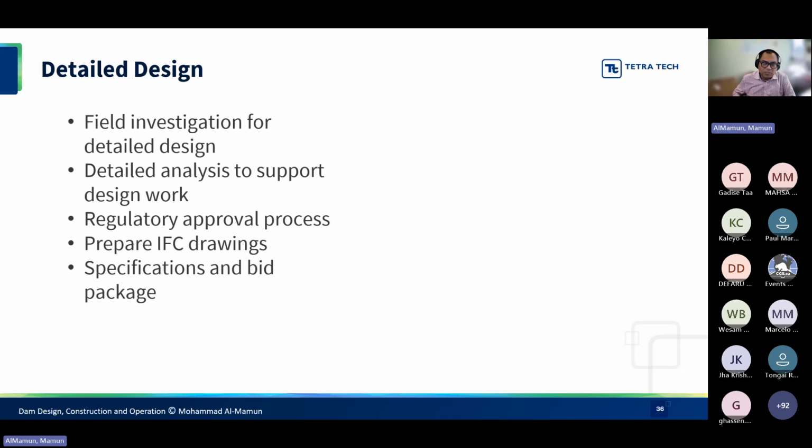So then we go to the detailed design, right? In detailed design, as I said, you focus on the particular area so that you can collect very specific information. If you have to do a stability and seepage analysis, we collect the particular foundation condition under the dam and also hydrological and hydrogeological information for that area. So we will start providing this detailed design work. And usually at this time, we submit our regulatory approval submission document, as well as prepare IFC drawings, which the client uses for the specification and the bid package for tendering, etc.